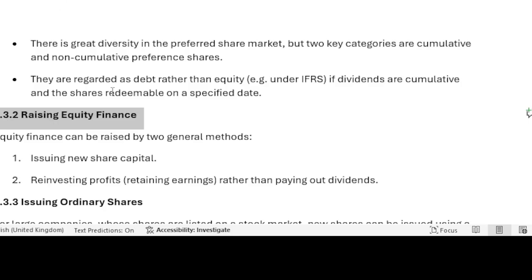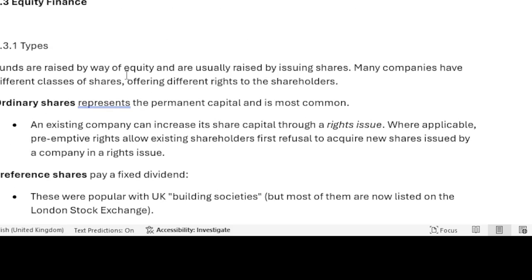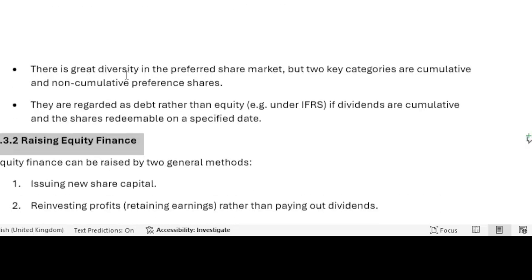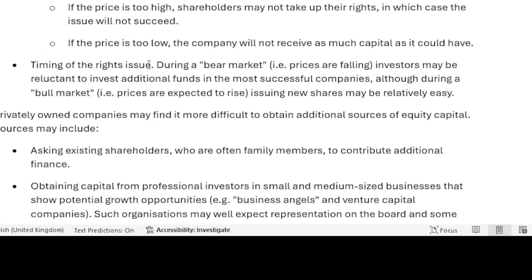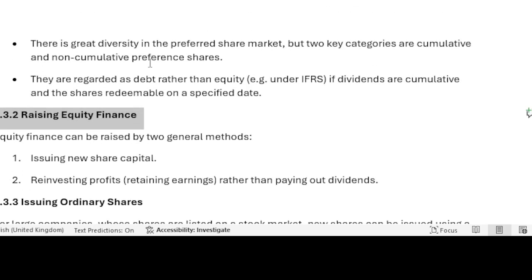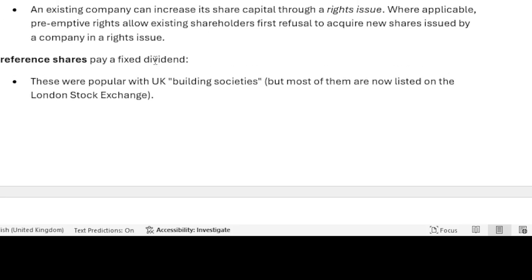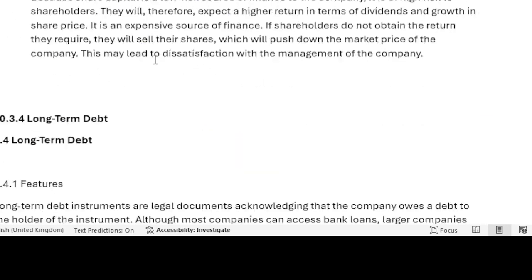Then we have raising equity finance. We can raise equity finance in two general methods. When we are raising equity finance, you can raise it either by issuing new shares, or by reinvesting the profits that we had saved before, which we talked about to be the retained earnings. So those are the different ways we can raise finance through the equity financing method. When we're issuing shares, we can either have ordinary shares or preference shares being given out to the investors or the shareholders.